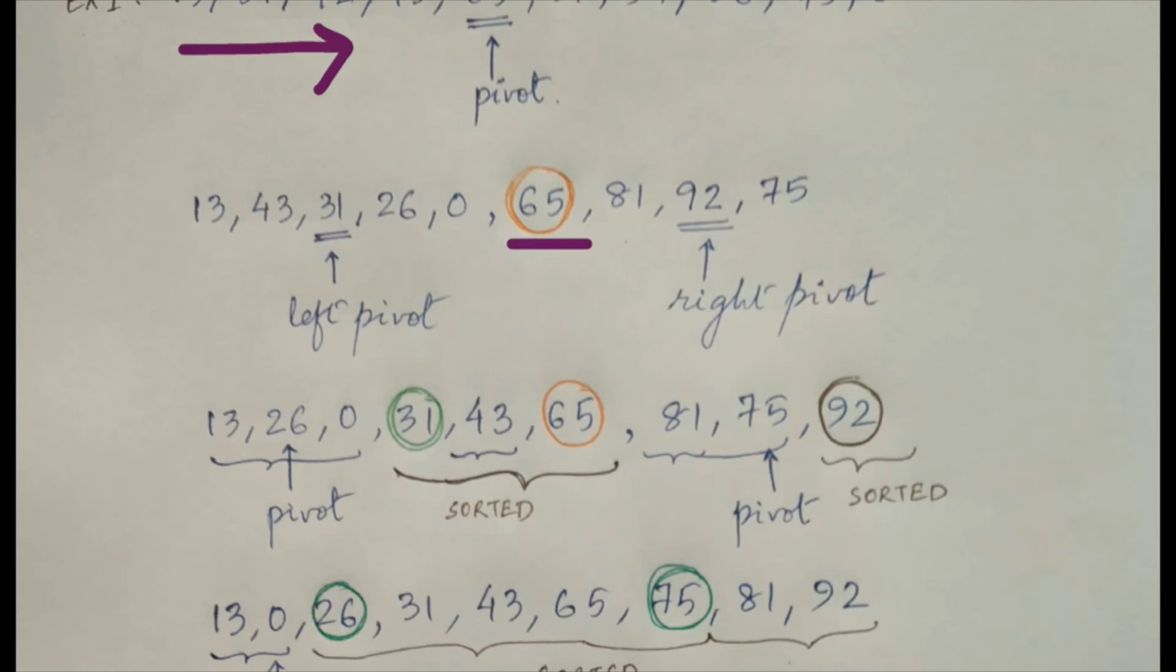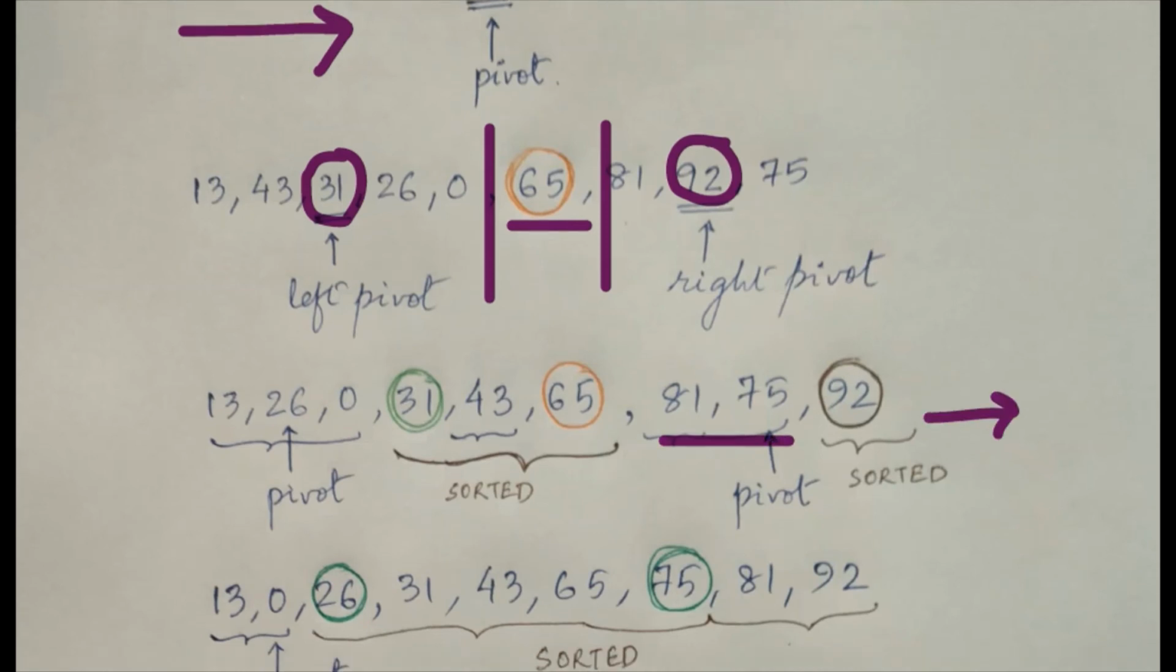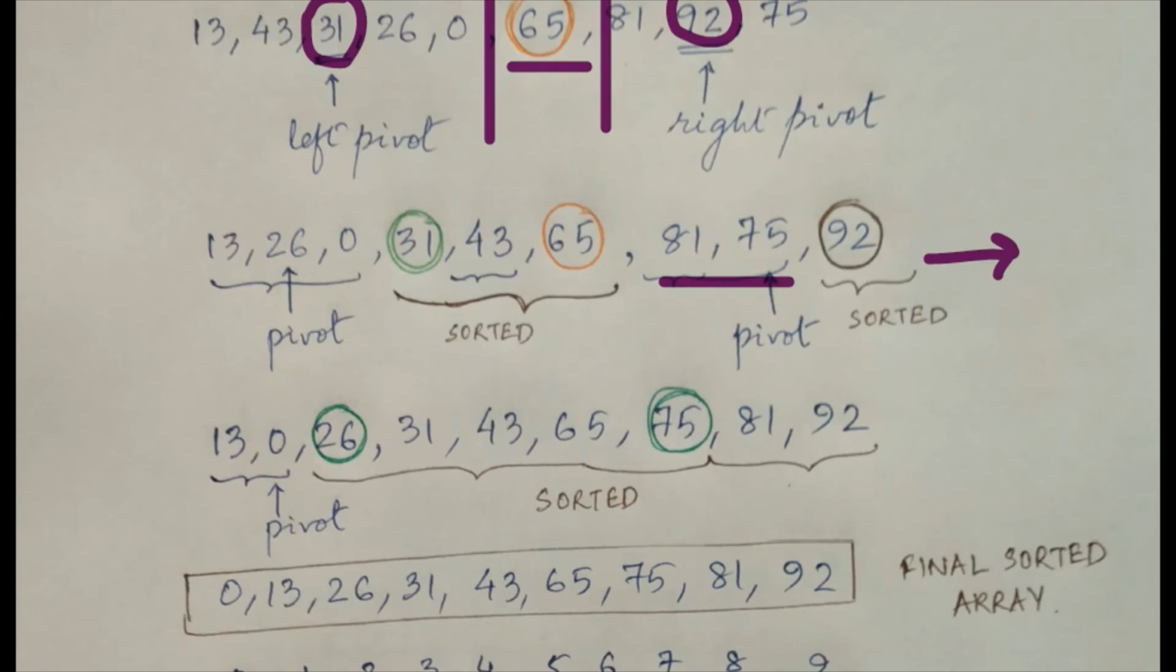Now I want to sort the left hand side. So again I select a pivot in the left hand side, and in the right hand side again I select a pivot. This pivot 92 is meant for the right hand side, 31 is meant for the left hand side. This is your left hand side, and this onwards is your right hand side. Based on 31, all the elements smaller than 31 go to the left, greater than 31 go to the right. Similarly, for 92, smaller than 92 go to the left, and there's nothing greater than 92 to go to the right. I've marked which parts are already sorted.